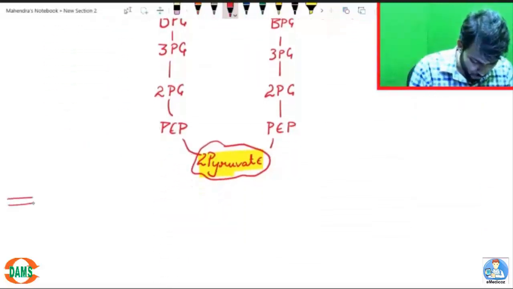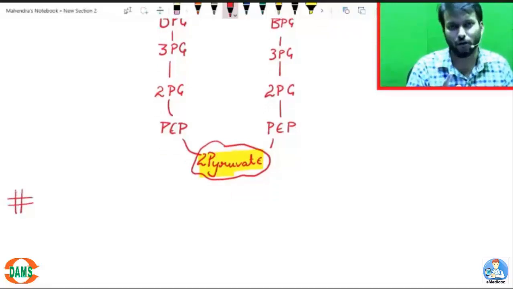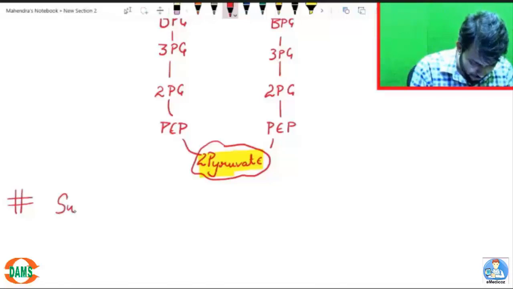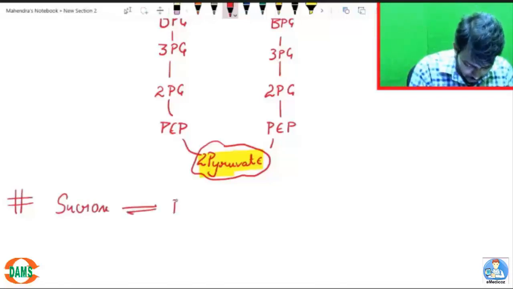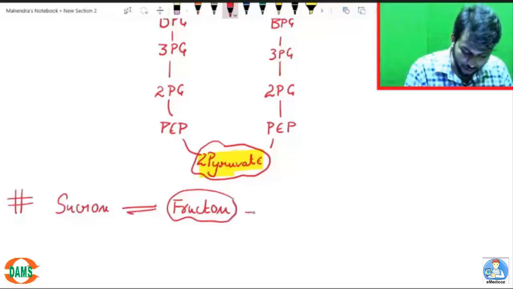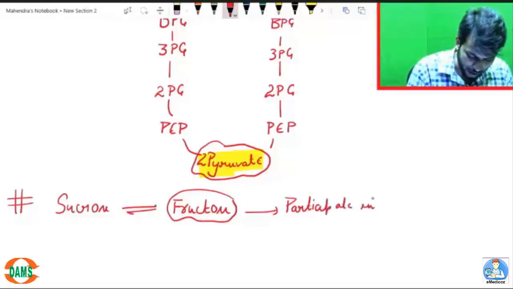we know that fructose can be produced by the breakdown of sucrose, as we have studied in the carbohydrate chapter. Sucrose, by its breakdown into fructose, can participate in glycolysis through different pathways.